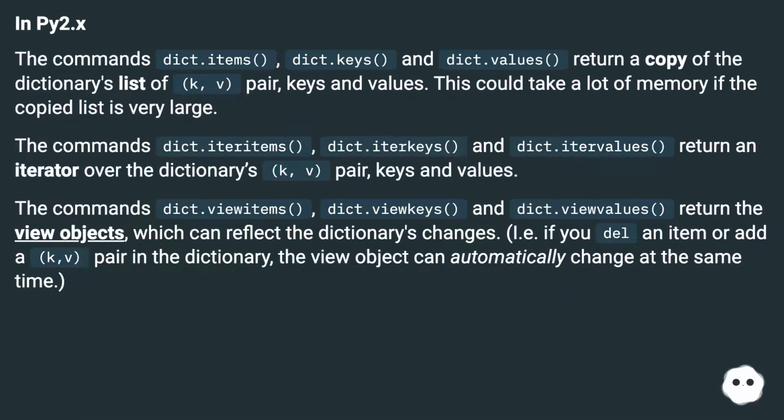In Py2.x, the commands dict.items, dict.keys, and dict.values return a copy of the dictionary's list of (k, v) pairs, keys, and values. This could take a lot of memory if the copied list is very large. The commands dict.iteritems, dict.iterkeys, and dict.itervalues return an iterator over the dictionary's (k, v) pairs, keys, and values. The commands dict.viewitems, dict.viewkeys, and dict.viewvalues return the view objects, which can reflect the dictionary's changes. I.e., if you del an item or add a (k, v) pair in the dictionary, the view object can automatically change at the same time.